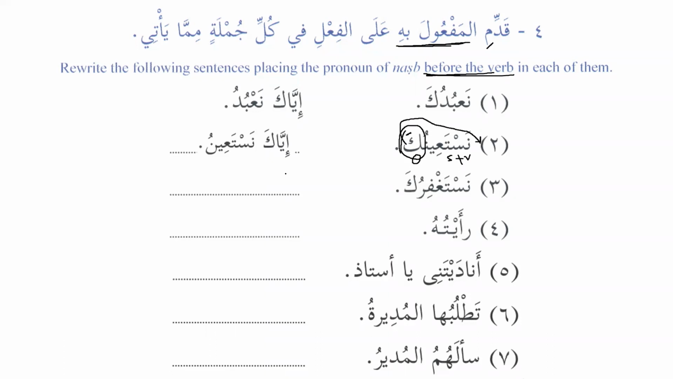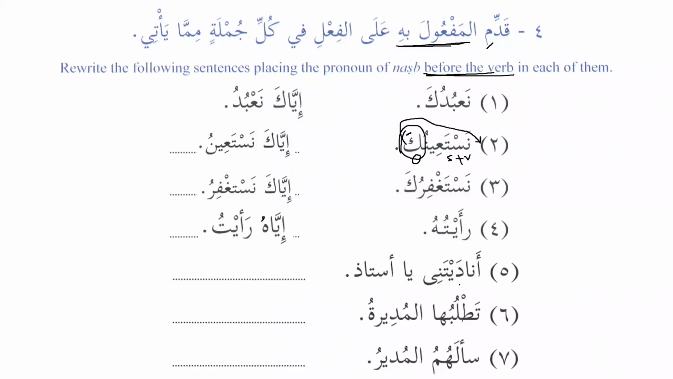Nastaghfiruka. We want to say that we only ask your forgiveness, or we only seek your forgiveness. So we will say iyyaka nastaghfiru. Only you we ask for forgiveness, Allah subhanahu wa ta'ala. Ra'aytuhu. I saw him. Now you want to say I only saw him. So how would we say? We will say iyahu ra'aytu. I saw only him.